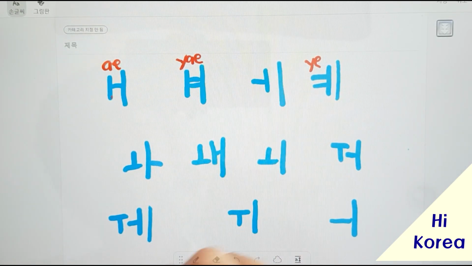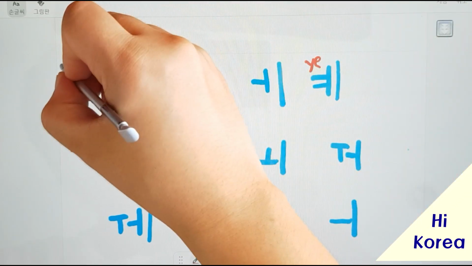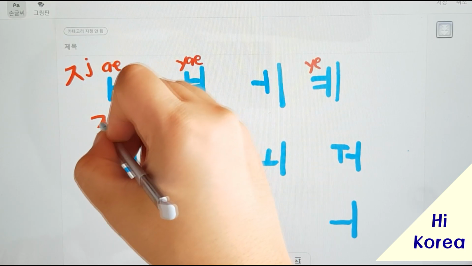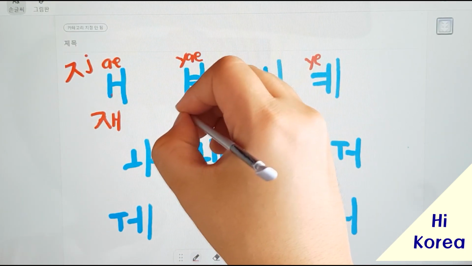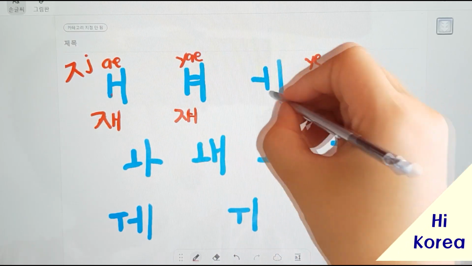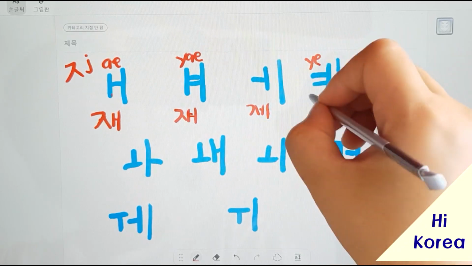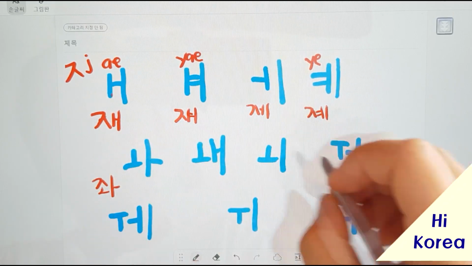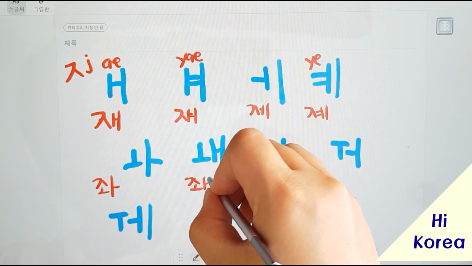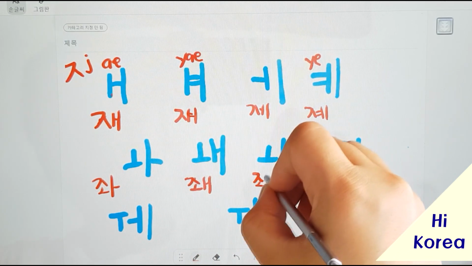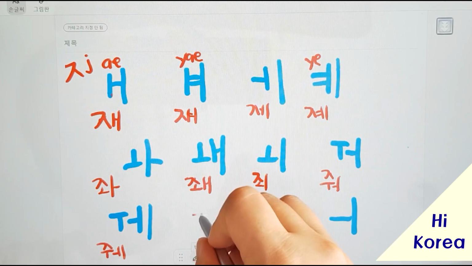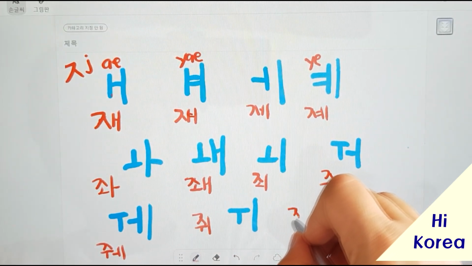For example, we add here a J. So it will become J, Joie, Jouer, Jouer, Joie, Jouer. G.